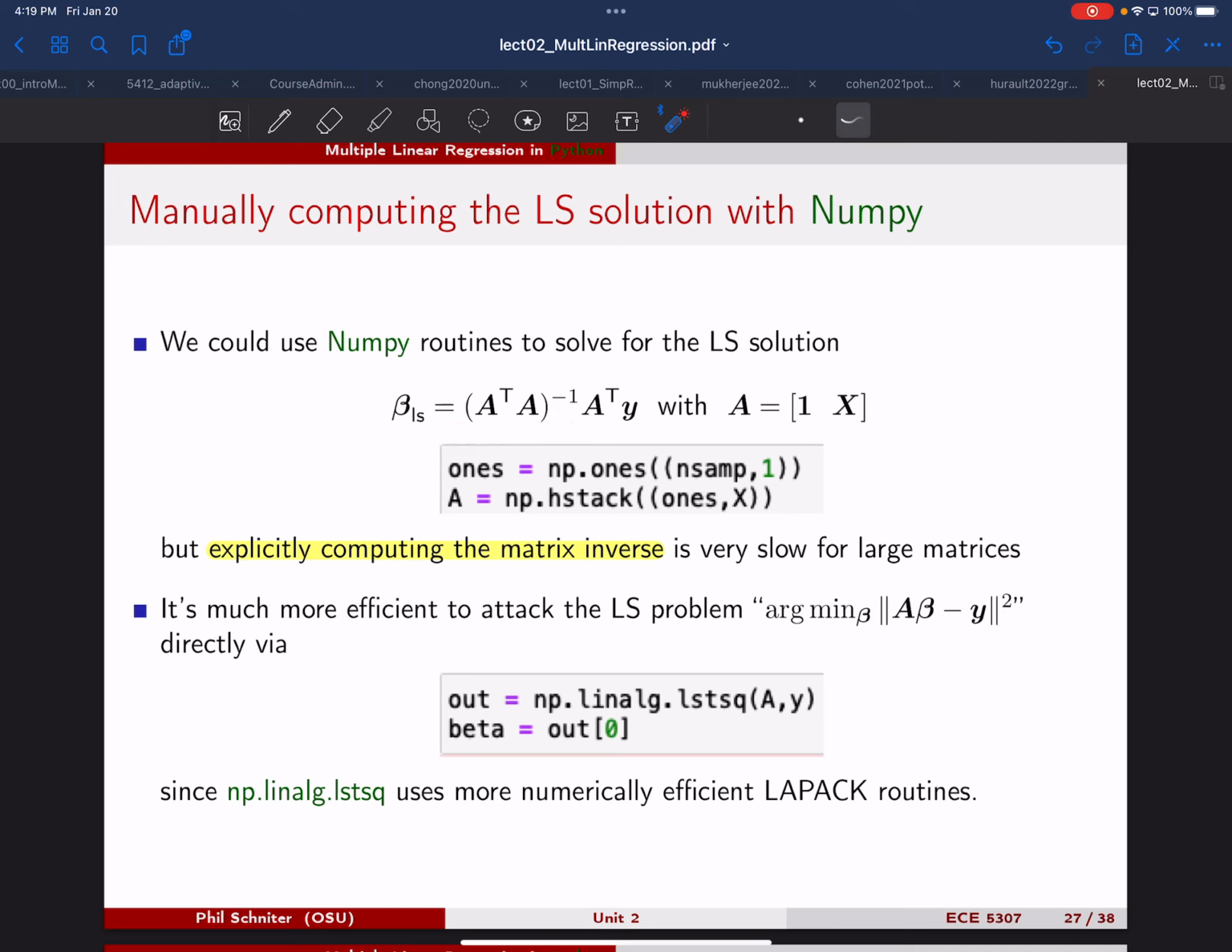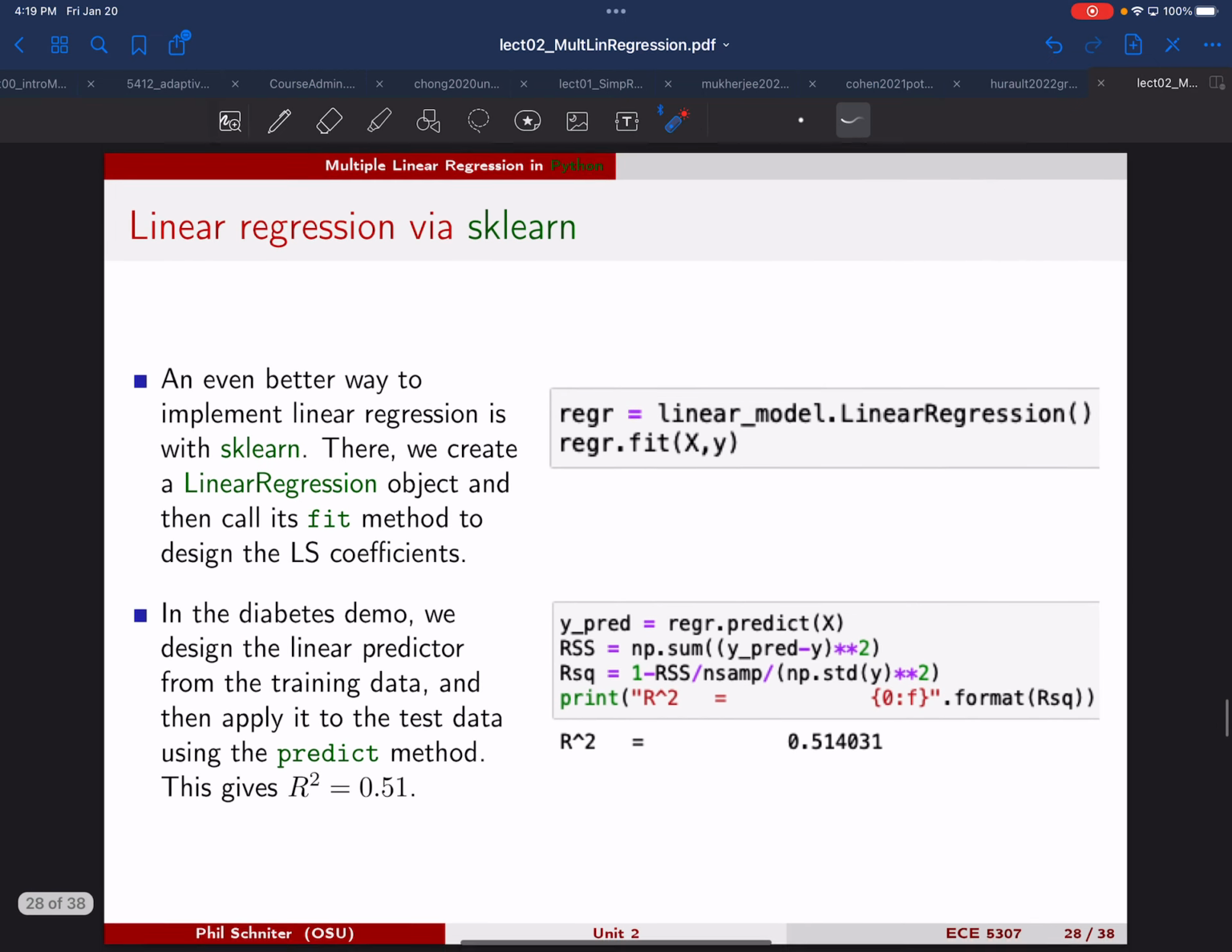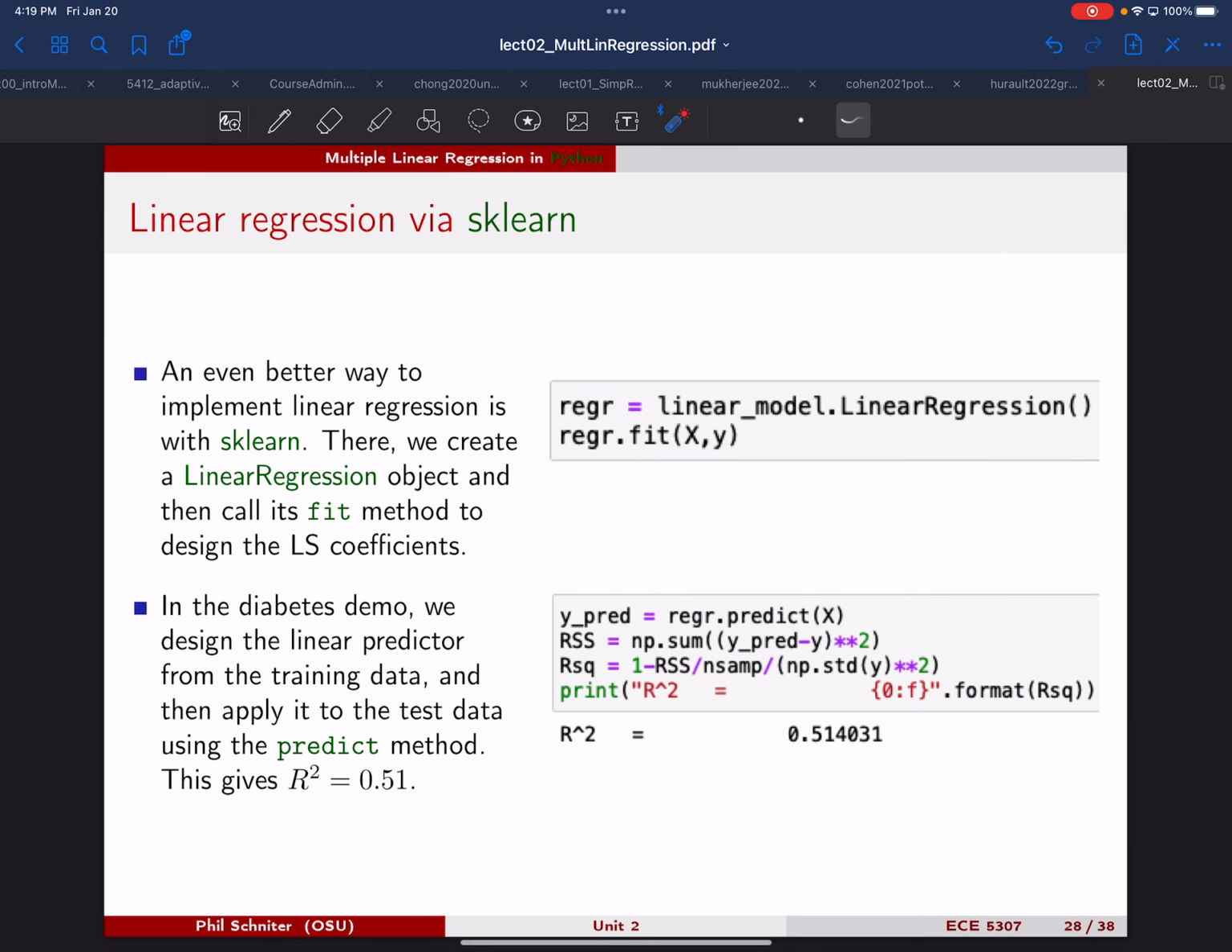Okay, so there's another way to do this, which actually, for our purposes, is going to be better because it's going to be consistent with a lot of other approaches we can and will use throughout the semester. And this is to use the Scikit-Learn library. That's the machine learning library in Python.